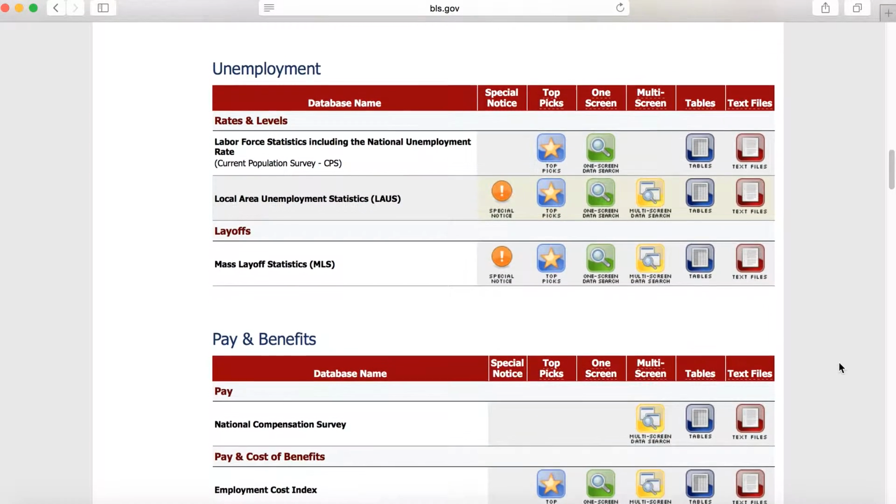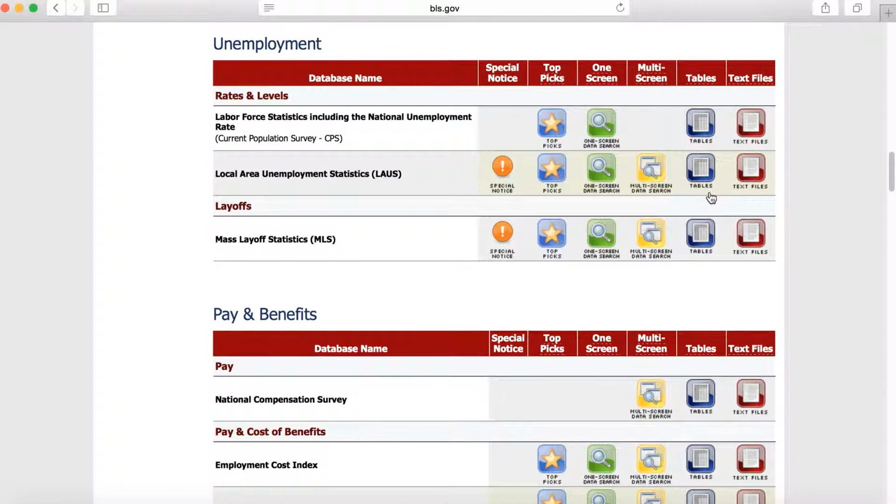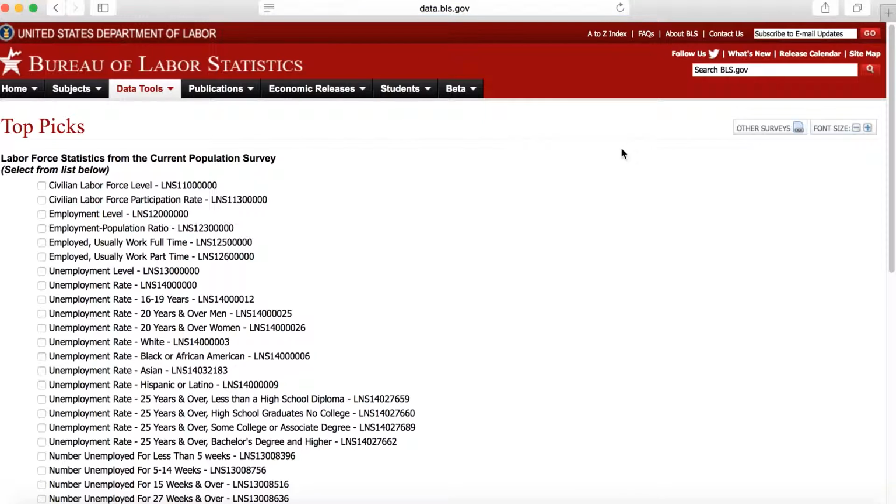So what we want to take a look at is right here where it says rates and levels. If we come down to the first one and then just come over to where it says top picks, we'll be able to find some really good data there. So we're going to go to top picks, and it's going to give us all the different statistics that it has on the labor force for the United States.